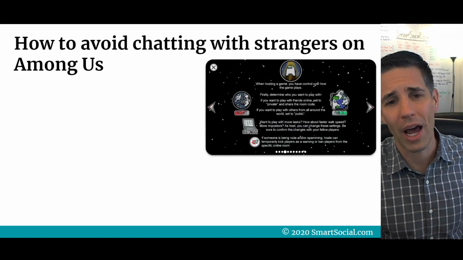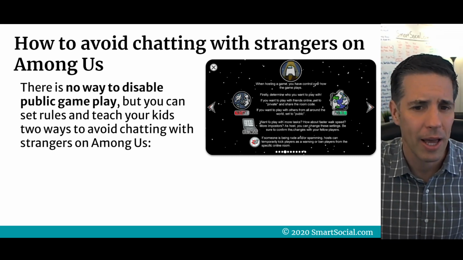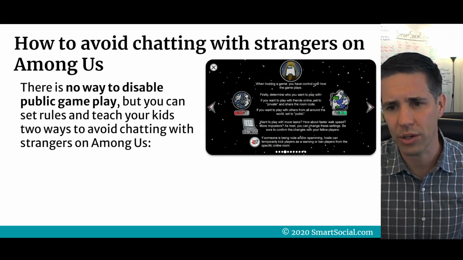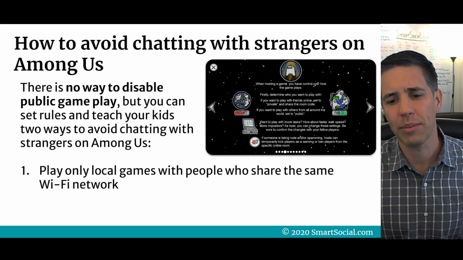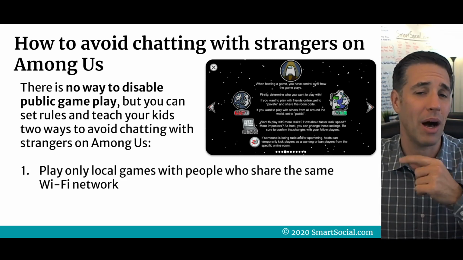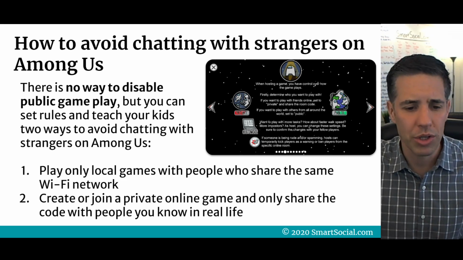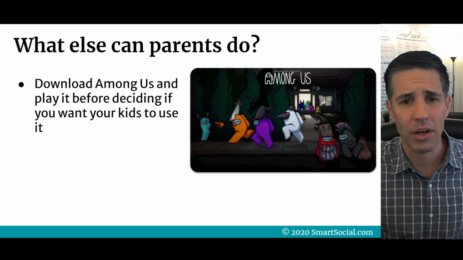How to avoid chatting with strangers. There's no way to disable public gameplay, but you can set rules and teach your kids two ways to avoid chatting with strangers on this game. Number one, play only local games with people who share the same Wi-Fi network. Play as a family. We're about to look at how positive that can be. Number two, create or join a private online game and only share the code with people you know in real life.